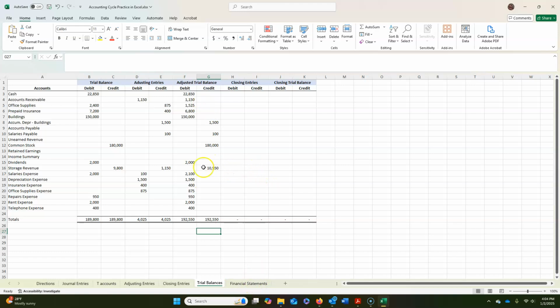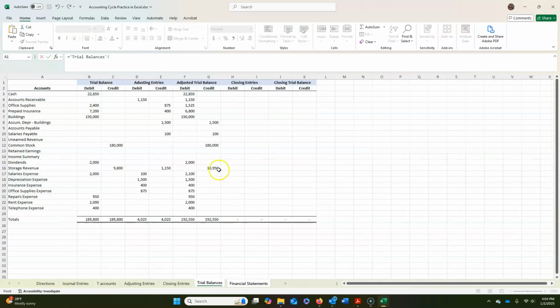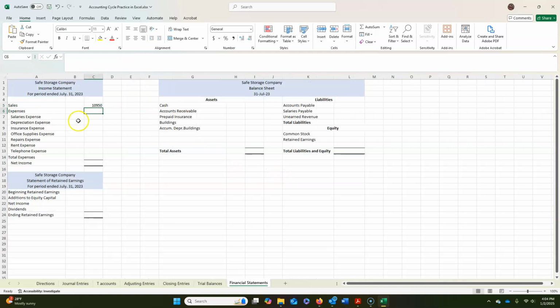Now, if you see the financial statement, here's the income statement. We have revenue minus expenses. So we do the income statement first. So sales, we're just going to come and take that right off the trial balance. We had sales of $10,950. And then all of our expenses, if they're in the same order as they are on the trial balance, I'm going to show you a trick.